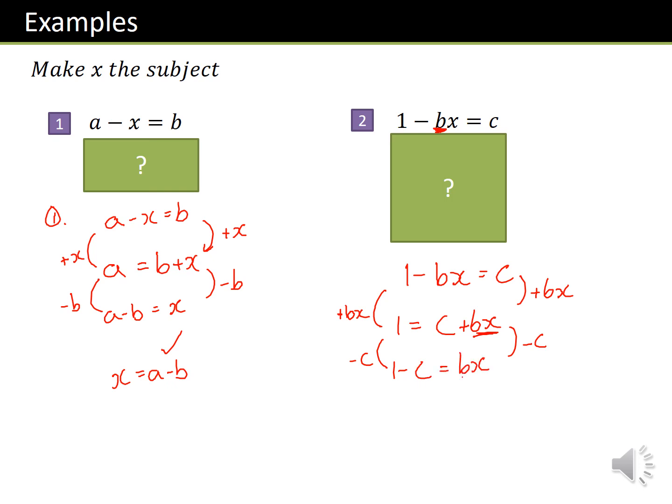And then last thing to do, we've got b times x, we need to divide by b. So again, just because it's algebraic, we can still just treat it like a number. So 1 minus c over b equals x. And note here I've divided the whole side by b. So to put that in the more common form with the x on the left, we've got x equals 1 minus c over b. So we've got that, we've got x as the subject, so it's on its own on one side of the formula.